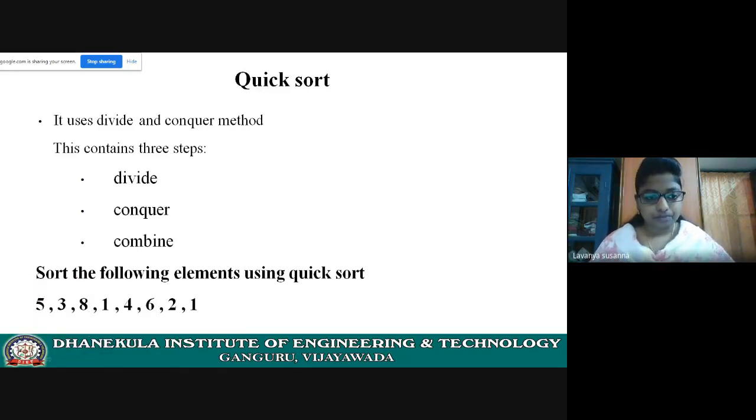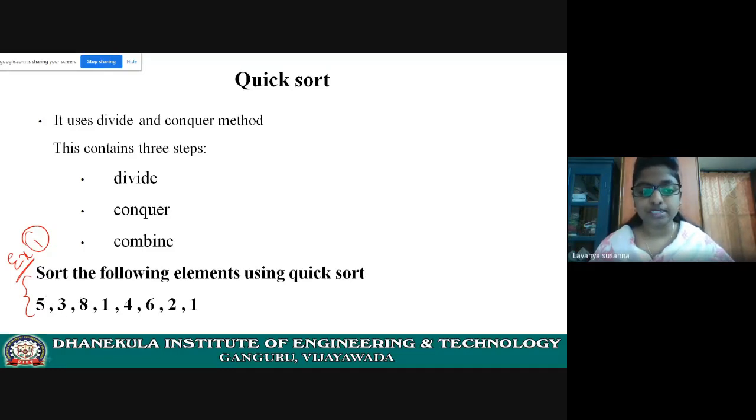See, write down example 1. Example 1. Sort the following elements using quicksort: 5, 3, 8, 1, 4, 6, 2, 1. Write down this example 1. This is your homework. I will explain another example.